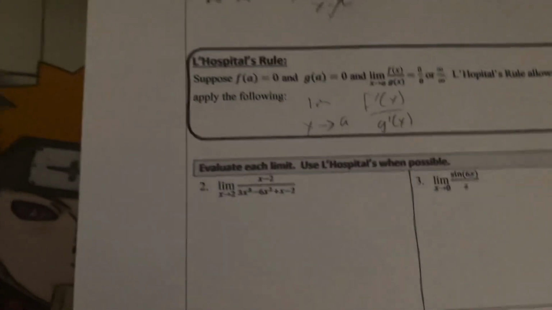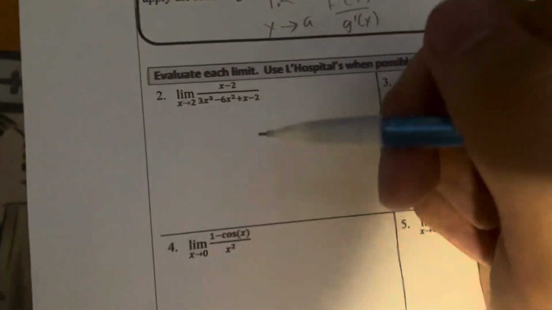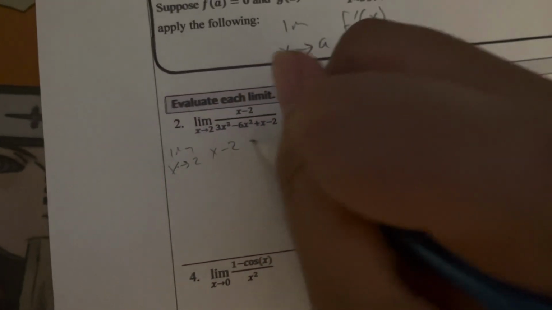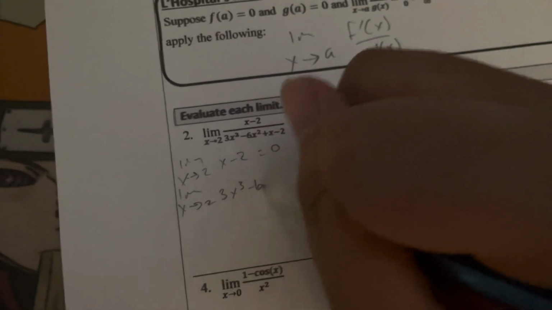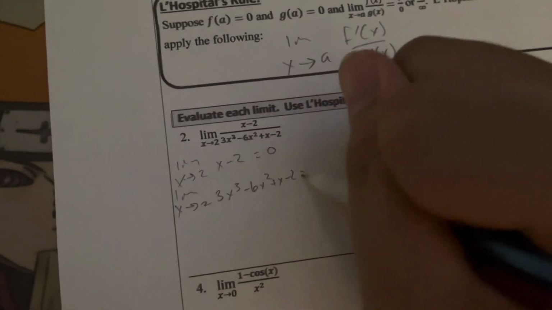So first, we do direct substitution on the numerator and the denominator separately. So the limit as x approaches 2 of x minus 2 equals 0, and the limit as x approaches 2 of 3x cubed minus 6x squared plus x minus 2 also equals 0.